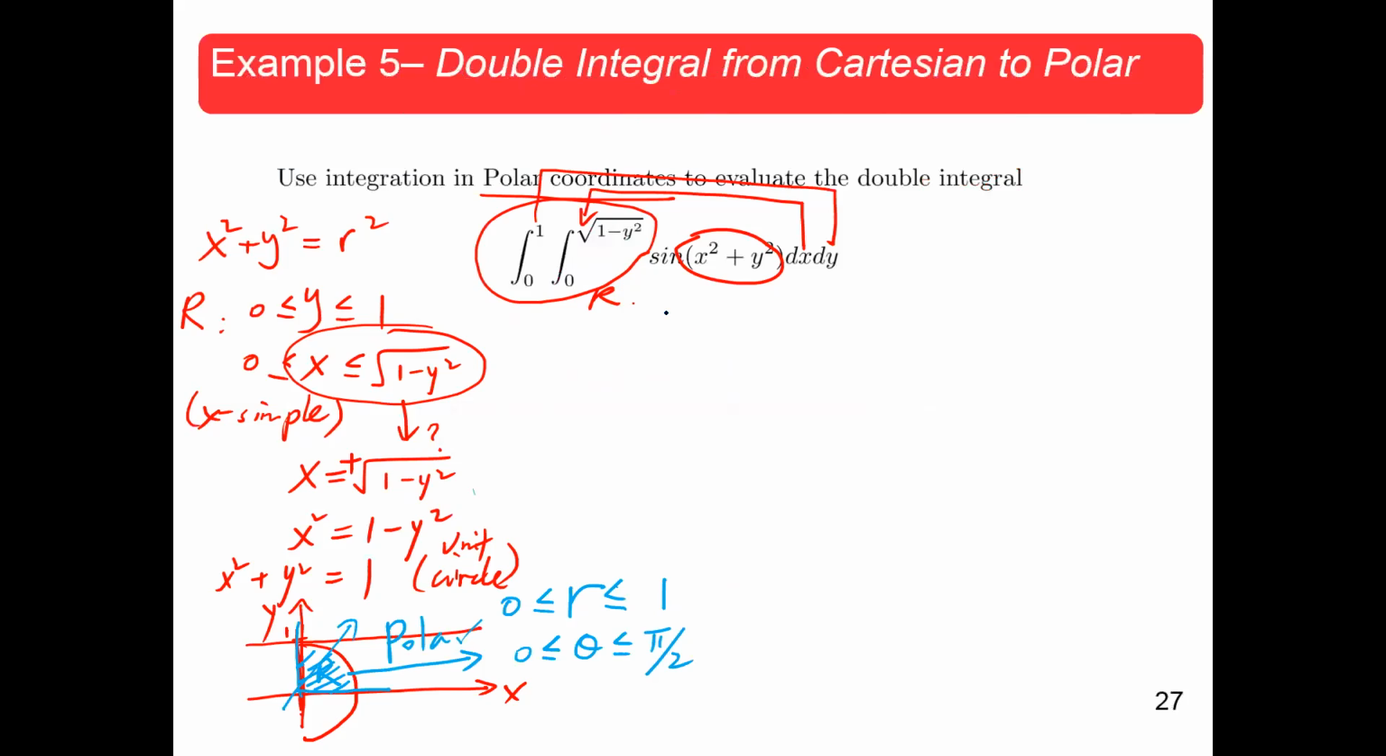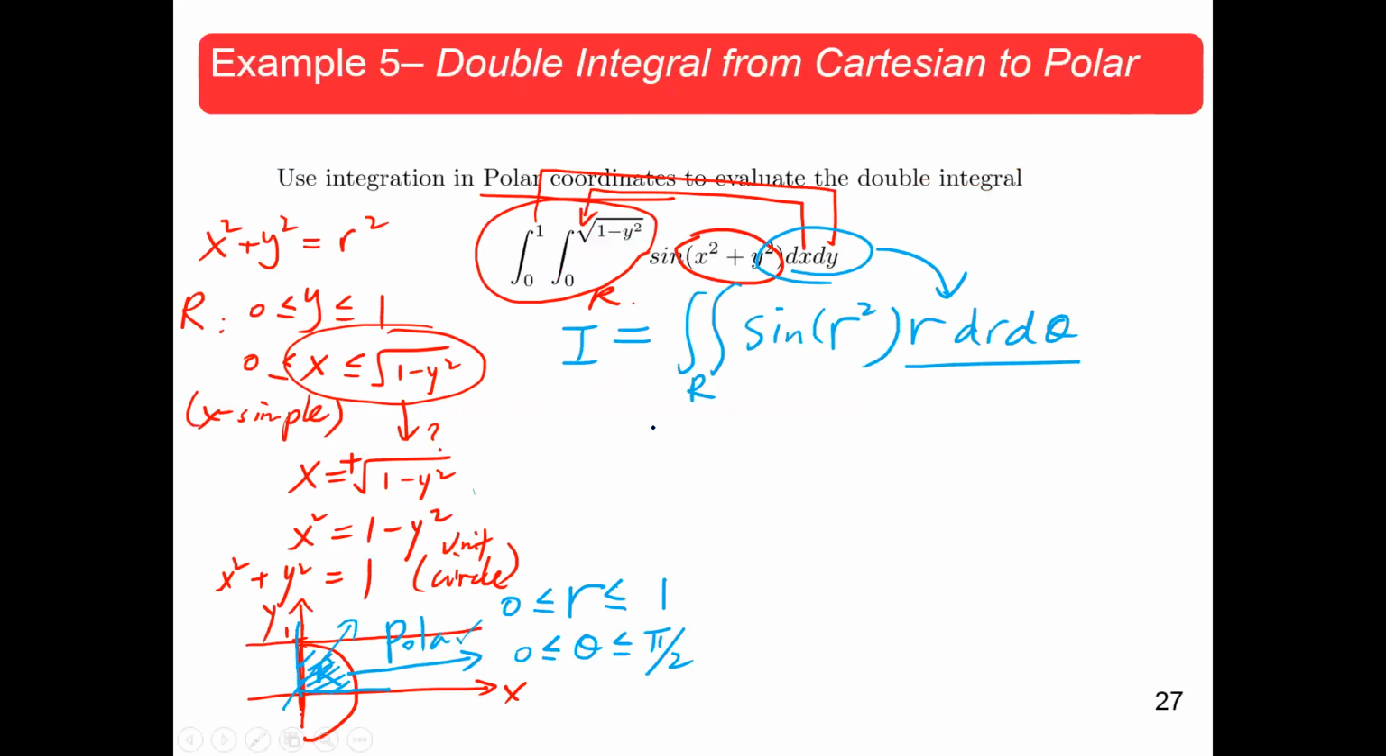All right, now let's just rewrite this double integral. The double integral now would be the integral of r sine r squared, and dx dy would convert to r dr d theta, right? dx dy now is r dr d theta. Let me just finish that up. Let's put the limits here. The radius is between 0 and 1. Angle theta is between 0 and pi over 2.